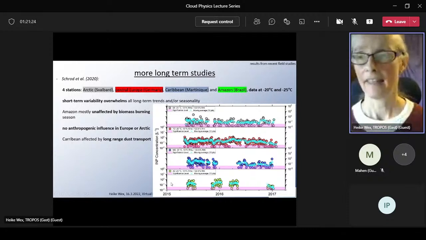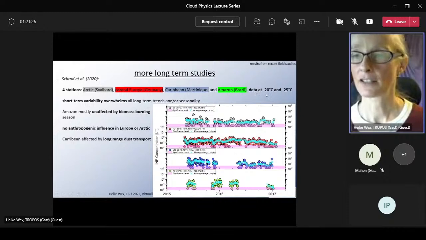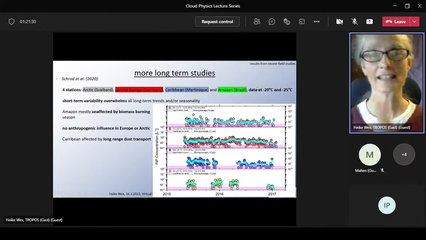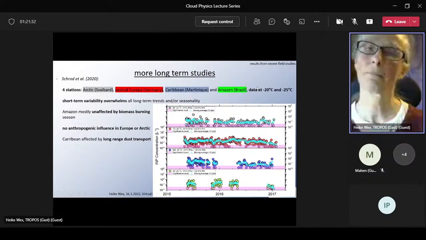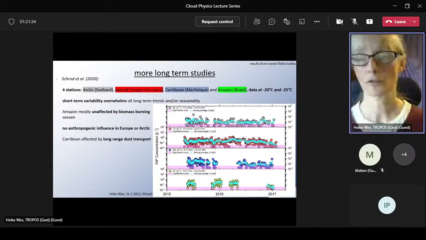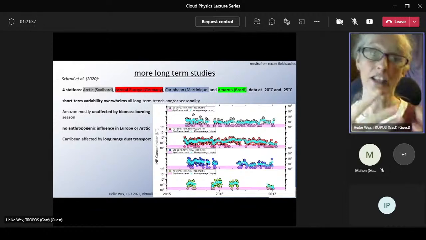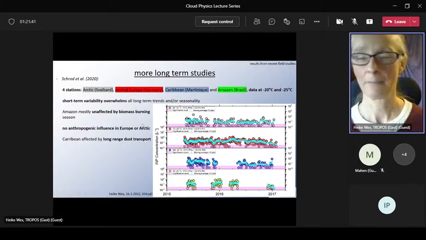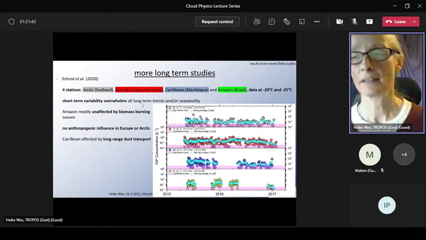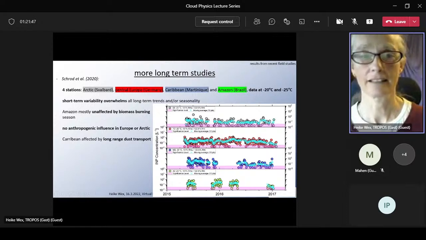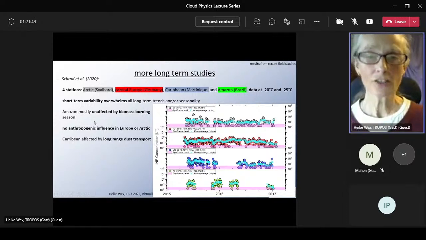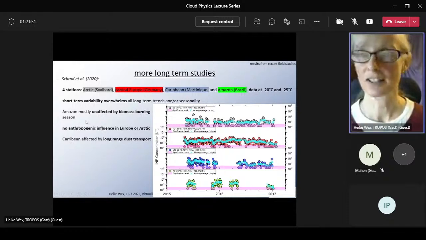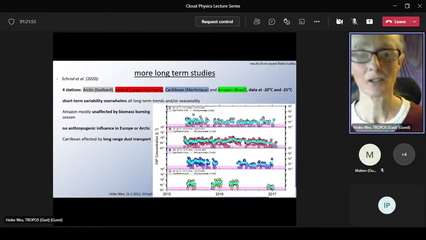However, they only measured at -20 degrees Celsius and -25 degrees Celsius. So that is that temperature range where the biogenic particles may not contribute so strongly, or not in large numbers anymore, or not detectably large numbers. So that might explain that missing seasonality that they see, because for the Arctic, for instance, we saw that clearly. They also see things that by now should seem familiar to you.